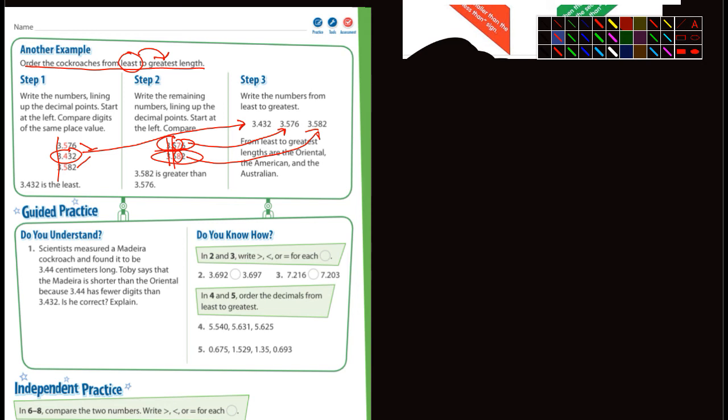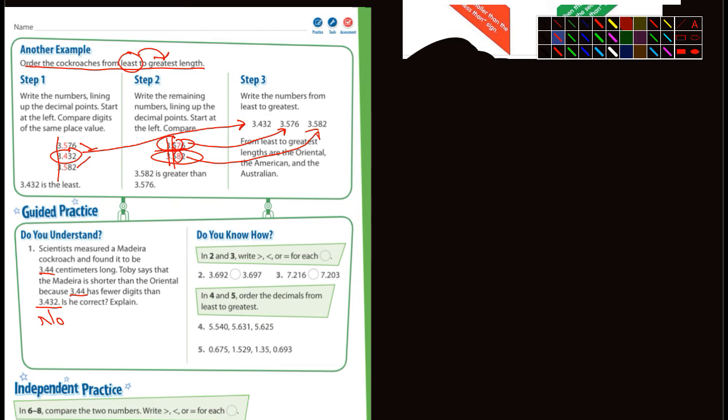Okay, guided practice. Do you understand? Scientists measured Madeira, I'm not sure, don't think I'm pronouncing that right, cockroach, and found it to be 3.44 centimeters long. Toby says that the Madeira is shorter than the Oriental because 3.44 has fewer digits than 3.432. Is he correct? And the answer is no, because the number of digits really doesn't matter. What's important is that you compare them, you line them up and see which one, when there's a difference, which digit is larger first.